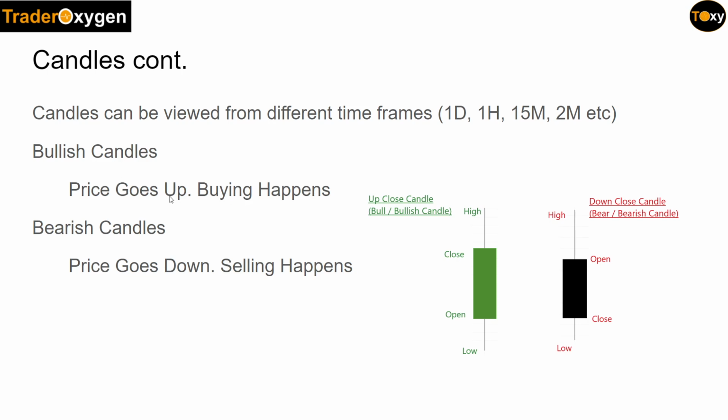Okay, so if the price goes up, what that means is there's possible buying happening. The price goes up because of buying, because in trading what you do is either you buy or sell. So usually in an up close candle there's a lot of buying happening. Then in a down close candle usually there's a lot of selling happening.